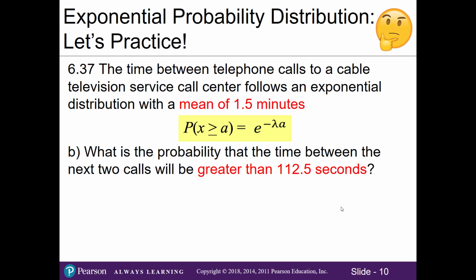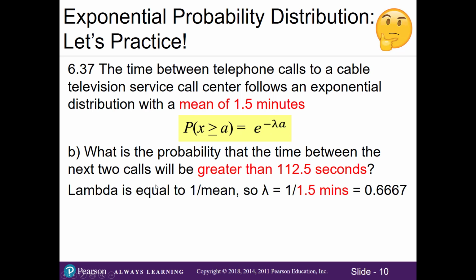Let's do part B. Same scenario. We've got our call center with an exponential distribution with a mean of 1.5 minutes. Note though, in part B, we're asking what's the probability that the time between the next two calls will be greater than 112.5 seconds. So what I've done is I've simplified our formula here. So when we're looking for x is greater than some value of interest, in this case, the 112.5 seconds, our formula now is e to the negative lambda A.